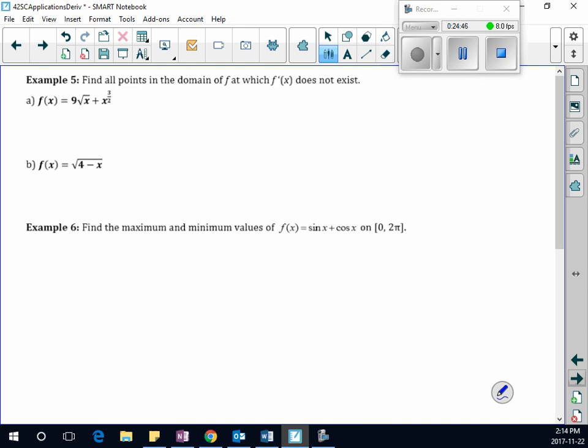Find all the points in the domain where it does not exist. So, what's the domain for this function? It has to be greater than 0. So x has to be greater than or equal to 0. Okay, so f of x is 9x to the power of a half plus x to the power of 3 over 2. So what's my f prime going to be? 9 over 2 x to the power of negative a half.